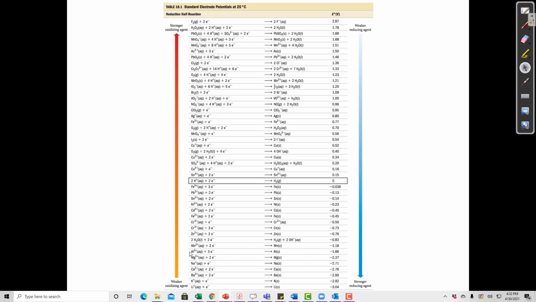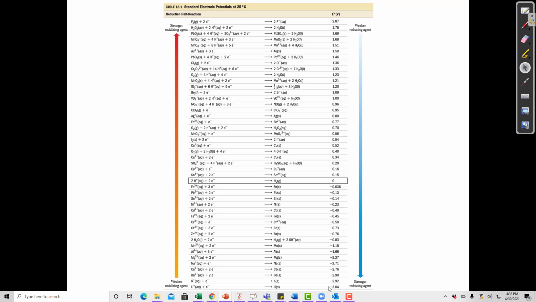So here's the table. At the top, we have the reduction reactions that are most likely to occur, that have the highest, the largest, most positive reduction potential. Those are the most likely to be reduced, and things that are the most likely to be reduced are the strongest oxidizing agents. And down here at the bottom, we have lithium gaining an electron, which has the most negative reduction potential, which means it is the least likely thing to be reduced.